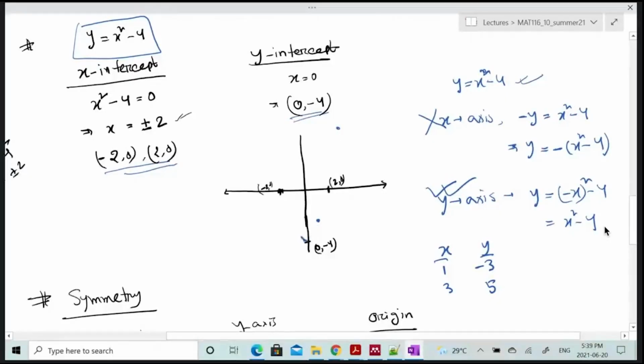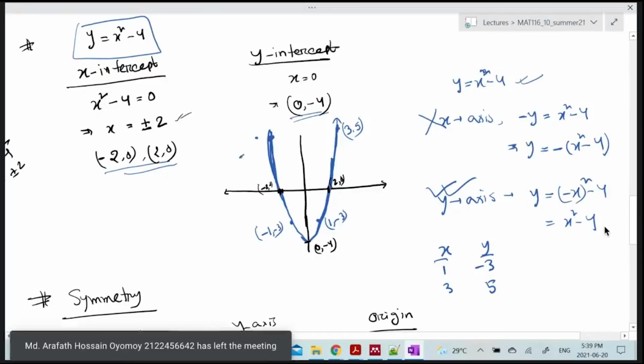So let's just draw part of it. Now the point is here, 1 comma minus 3, and here is 3 comma 5. Since it's symmetric about the y-axis, we're going to have a point here, which is minus 1 comma minus 3. We're going to have another point here, minus 3 comma 5. Exactly. The point is here, minus 3 comma 5.